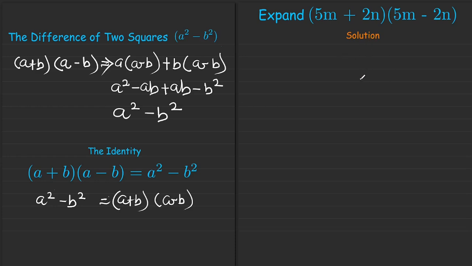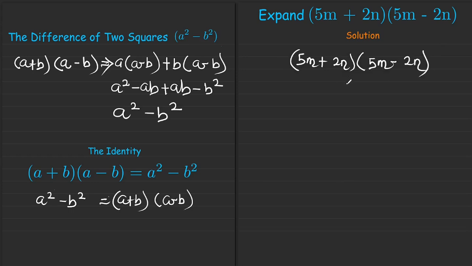So let's take a few examples and see how we can apply this identity. For this example, we have 5m plus 2n multiplying 5m minus 2n. Looking at what we have, they are identical. The only difference is the sign between them. Hence, using the identity, we should square the first term and then square the last term.